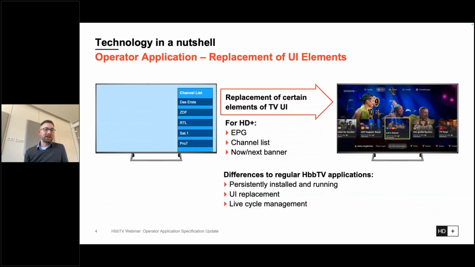The operator application is especially important for HD+ to get our own operator look and feel on TV sets. This is mainly done with the replacement of certain UI elements: mainly the EPG, the channel list, and the now-next banner. As you know, the main difference to regular HbbTV applications is mainly the lifecycle management, having the app persistently installed and running, and, as already said, UI replacements. But we also have some additional UI elements and, of course, some additional features which may not be present on a regular TV UI, but I will come to that later.